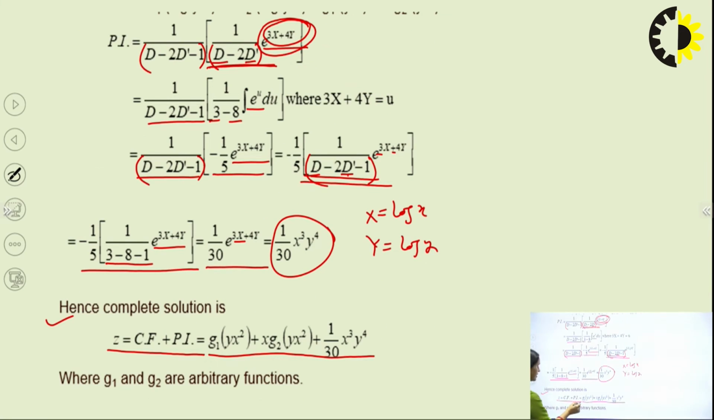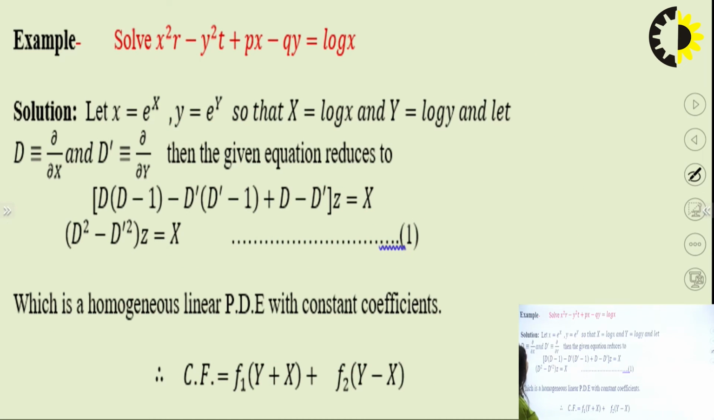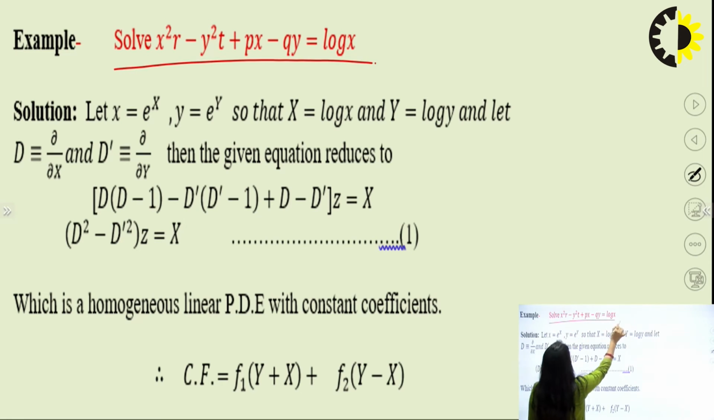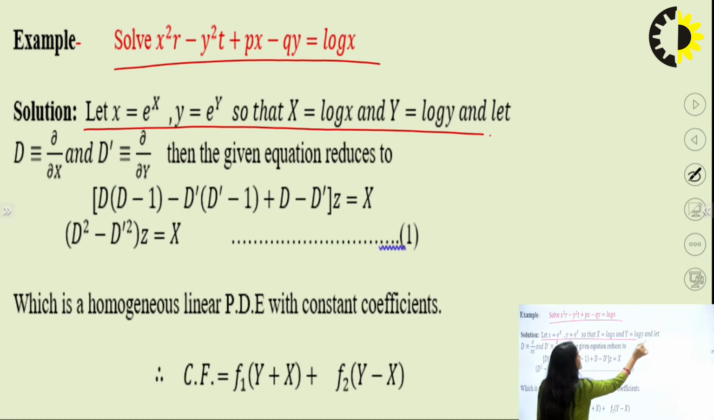So that is the complementary function, g1 of y minus x squared plus x g2 of y minus x squared, and this is the particular integral, which is 1 by 30 x cube y to the power 4, where g1 and g2 are arbitrary functions. Here we have another equation which says solve x square r minus y square t plus px minus qy is equal to log x. So now once again I will do the same thing.